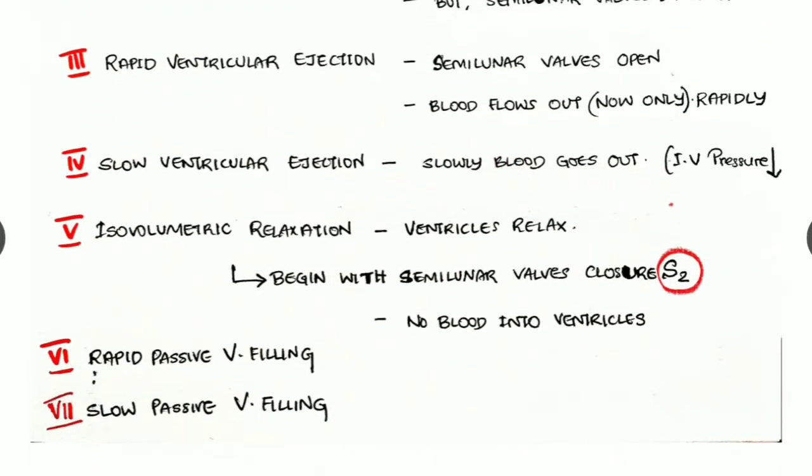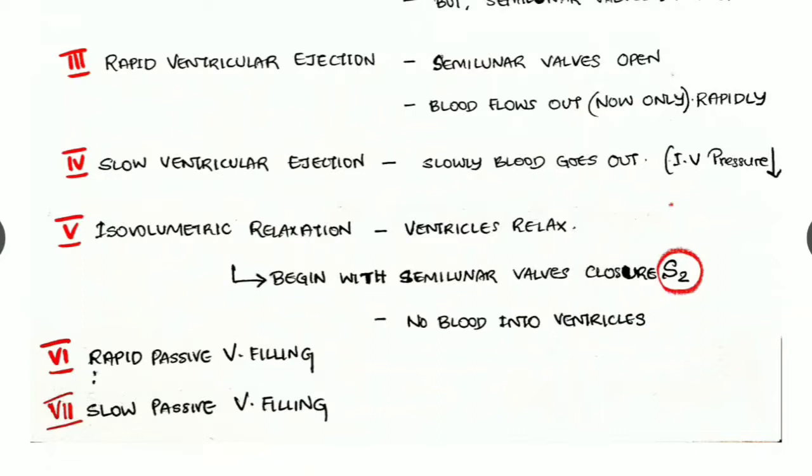Next is the isovolumetric relaxation, that is, the ventricles relax, and this stage begins with the closure of the semilunar valves, that is the aortic and the pulmonary valves, producing the sound S2. Here no blood comes into the ventricles.